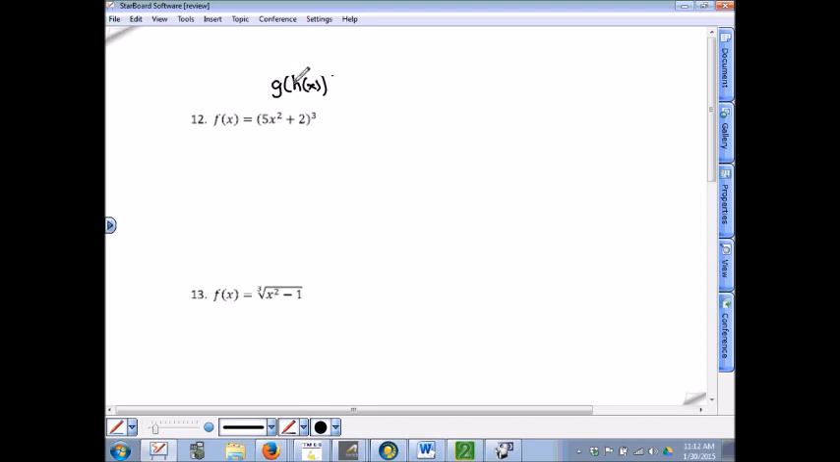So the derivative of a composition is equal to g prime times h prime, essentially. So we have to take the derivative of the outer function, which would just be dropping down the 3 in front and decreasing the power by 1. So this would be 3 times 5x squared plus 2 to the second power. That's the derivative of the outer function. Now we multiply that by the derivative of the inner function, which is 10x.